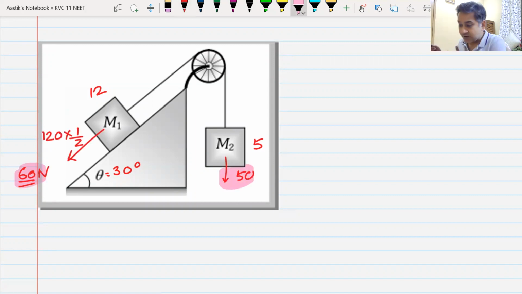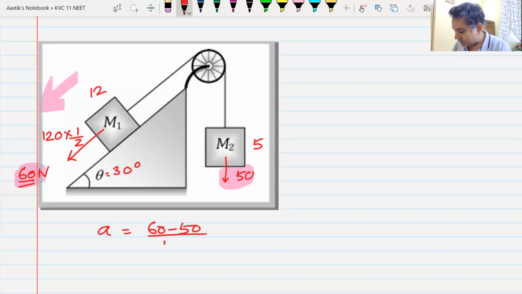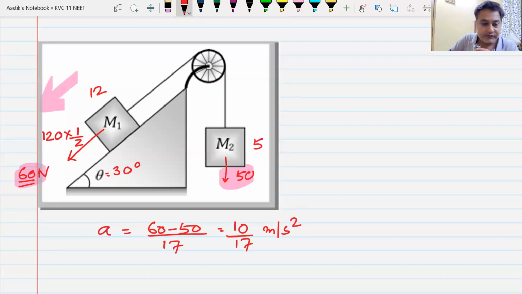50 newtons is trying to pull it from there. So it is going to move this side. Yes or no? So the acceleration would be 60 minus 50 divided by 17, which is 10 by 17 meter per second square. Everyone understands this? Yes or no? Got this? Okay.